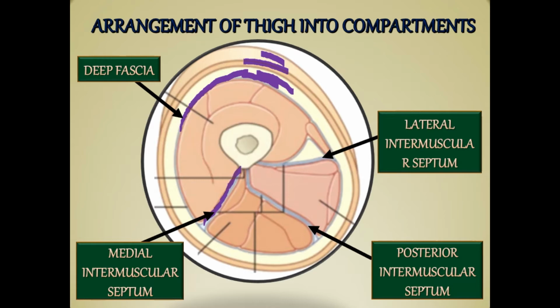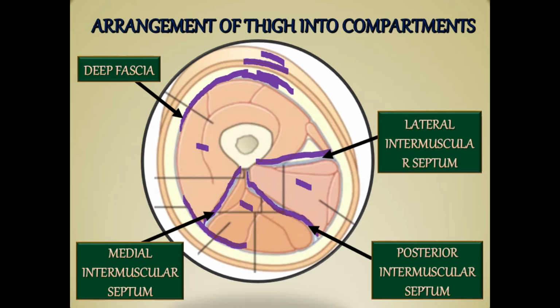So these extensions of the deep fascia, this is covering all around, and this is the extension within the muscular region. So these extensions are called an intermuscular septum. So there are three intermuscular septums within the thigh, which divide the thigh into three compartments. This is the anterior compartment, this is medial compartment, and this is posterior compartment.